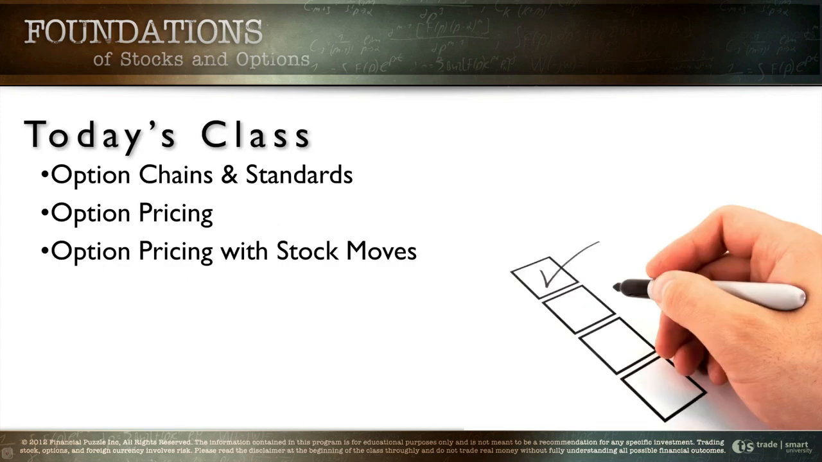But anyway, here's our agenda for the night. We're going to take a look at option chains and standardizations of options. We kind of started talking about some of that last class, but I'm going to really dig into some of that tonight. We're going to talk about option pricing, as I mentioned, which is really going to get into some great detail. And then we're going to talk about how option pricing works with stock moves. And we're going to do a lot of examples and calculations. All right. So here we go. Let's get the party started.